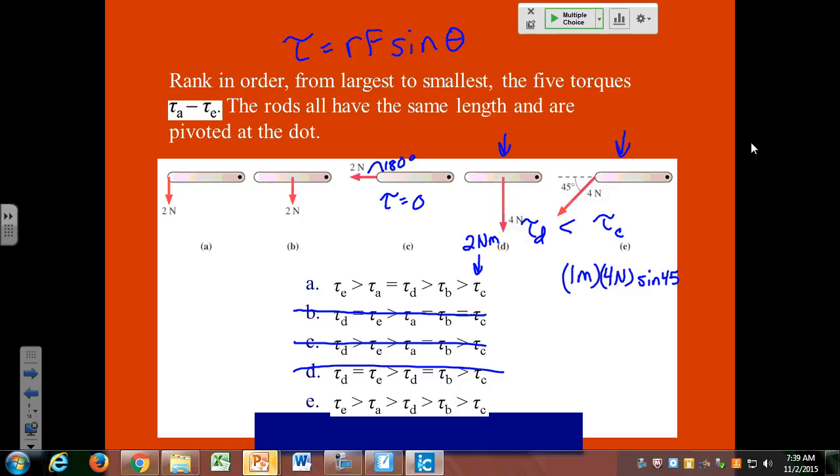Well, we can look at A. It says that torque A is equal to torque D, and that is true. Half the force at twice the distance is going to equal the torque due to this one. So by eliminating certain options, we can say that A is the correct answer. I would expect a ranking problem like that, a couple of ranking problems. We'll see some for moments of inertia too, which we'll get to today.